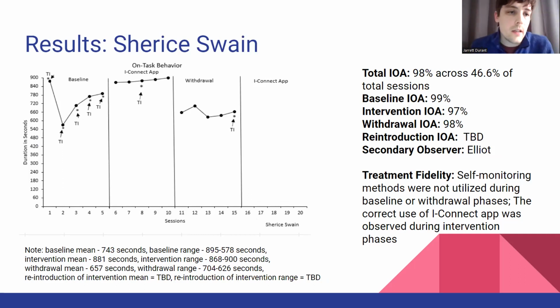And this is Sharice's data. So their IOA was 98% across 46.6% of total sessions, with an IOA of 99 in baseline, 97 in intervention, 98. They haven't progressed to reintroduction, but as you can see, the baseline mean increases when it's put in intervention, and then decreases again, actually lower than baseline levels in the withdrawal phase.